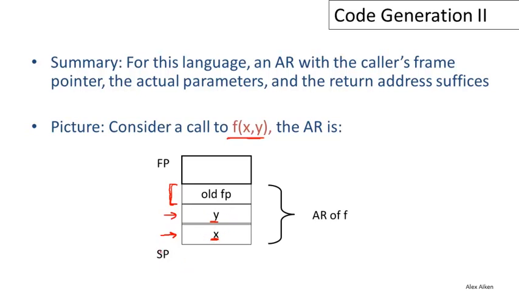And then we have the stack pointer. So there's nothing here. And what will go here is that the callee, the function that we're calling, will push on the return address. So this is where the return address will go. And these elements, the caller's frame pointer, the arguments to the function, and the return address of the called function will make up the activation record of f.